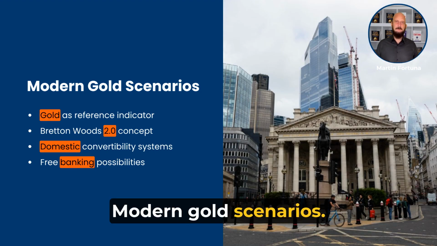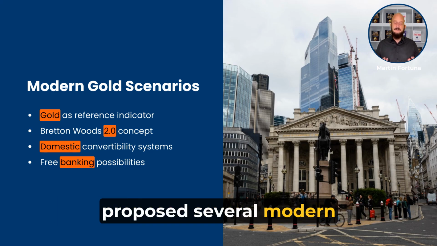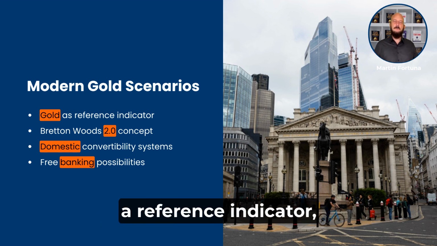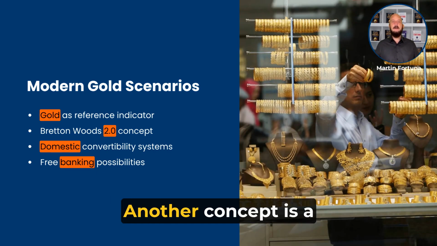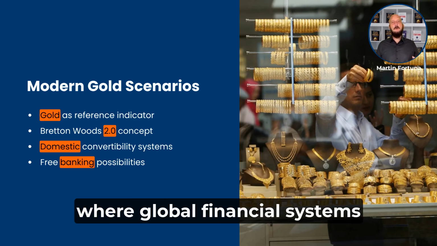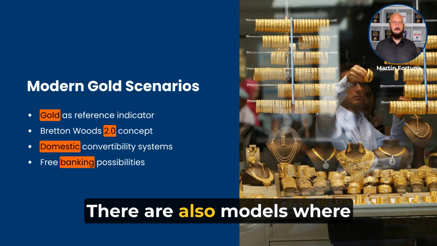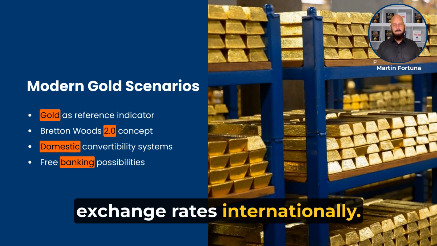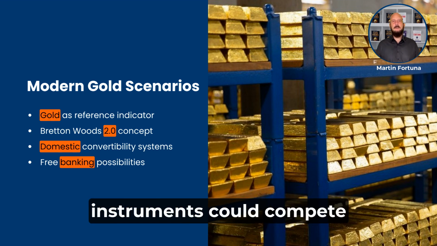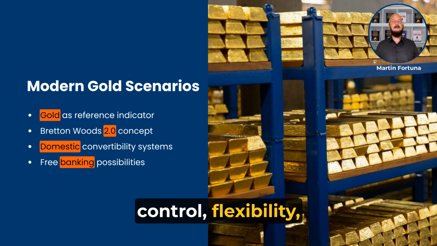Modern gold scenarios. If gold were to play a larger role in the future monetary system, it would not necessarily look like the past. Economists and policymakers have proposed several modern scenarios. One idea is to use gold as a reference indicator, not as a currency itself, but as a benchmark for inflation and stability. Another concept is a Bretton Woods 2.0, where global financial systems integrate gold into a new framework alongside digital settlements. There are also models where countries could adopt domestic gold-linked pricing systems while maintaining flexible exchange rates internationally. And in more market-driven visions, gold-backed financial instruments could compete directly with fiat currencies. Each scenario reflects a different balance between control, flexibility, and stability.